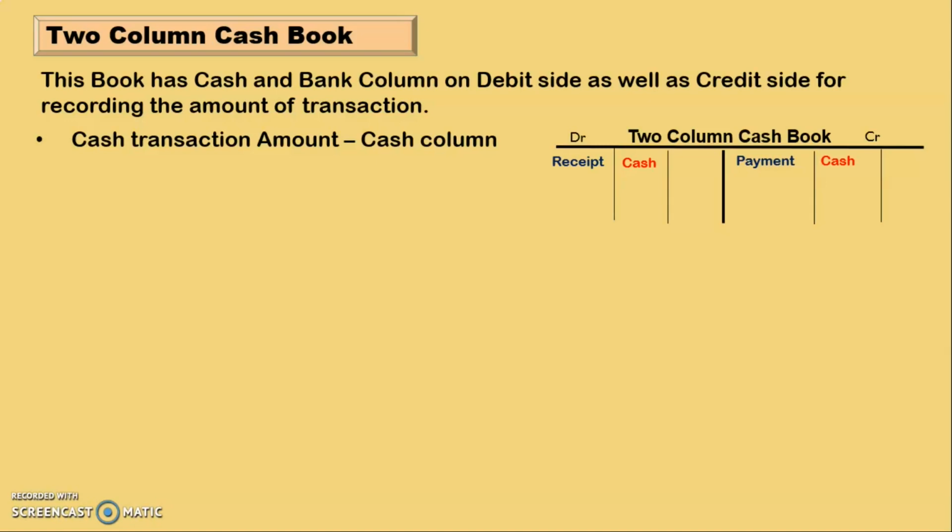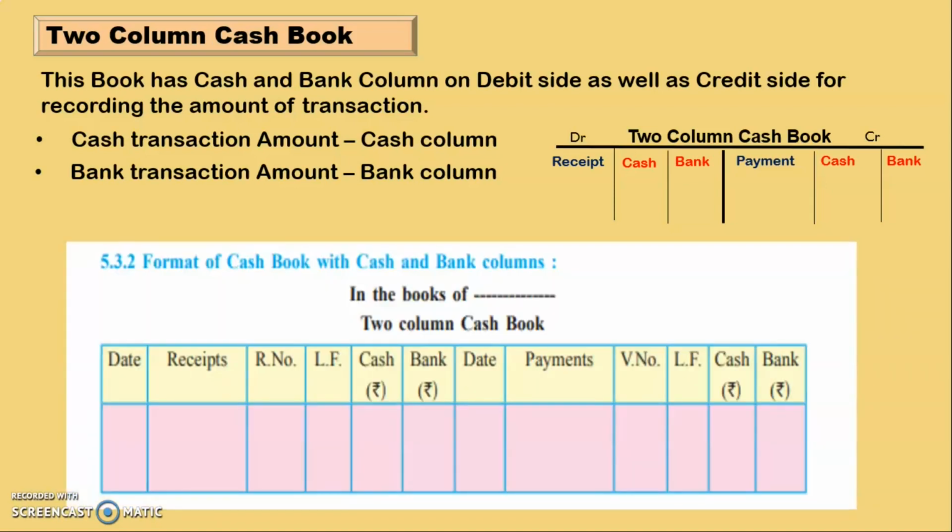Bank transaction, that is, if any amount is received by cheque, then it will be recorded in the bank column on the receipt side. And if you have paid any expenses or if you have paid for any goods by cheque, then this will be recorded on the payment side in the bank column. So the actual format of two column cash book will be like this.